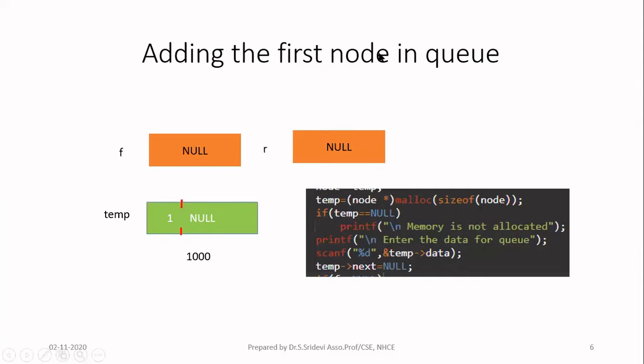So if that is the case, what change do you have to make? Now let us focus here. You're going to add the first node. That means initially your linked list is empty, so our queue is empty. In that case, your F and R will have the value null.